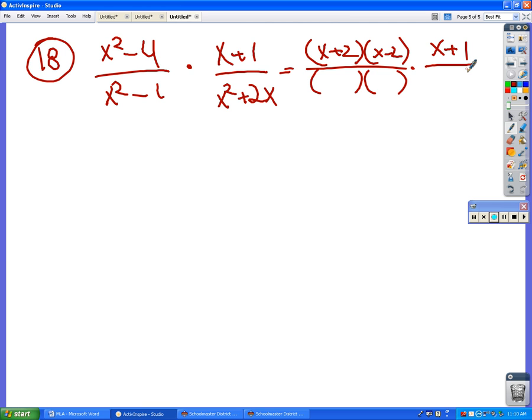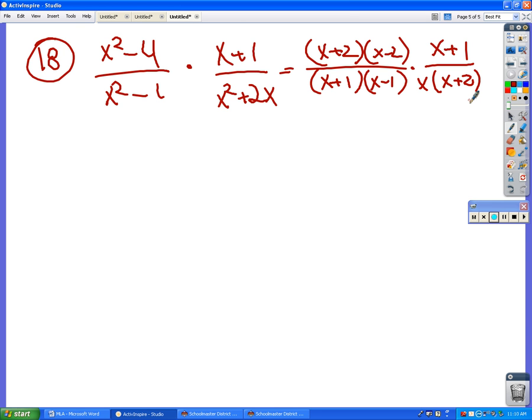Let me think. x plus 1 and x minus 1. Okay, and then x squared plus 2x, that's a little bit different. Just factor out the single x. So then it's x times x plus 2. Right.